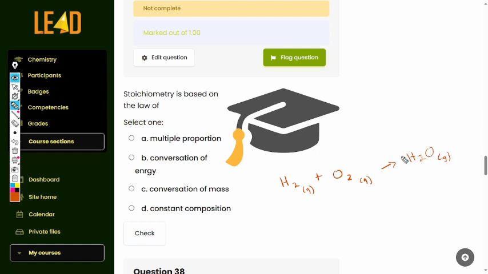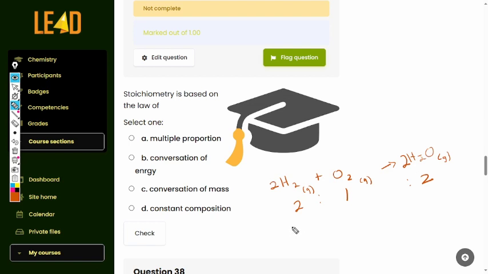So we put a coefficient or a multiple 2 here, such that 2 times 1 will give you 2. But then hydrogen has become 4. So we come and put a 2 here. So the ratio here is 2:1:2. So if you're comparing their volumes or their moles, you're going to use the coefficients we have here, or their ratios. That's what stoichiometry is about.